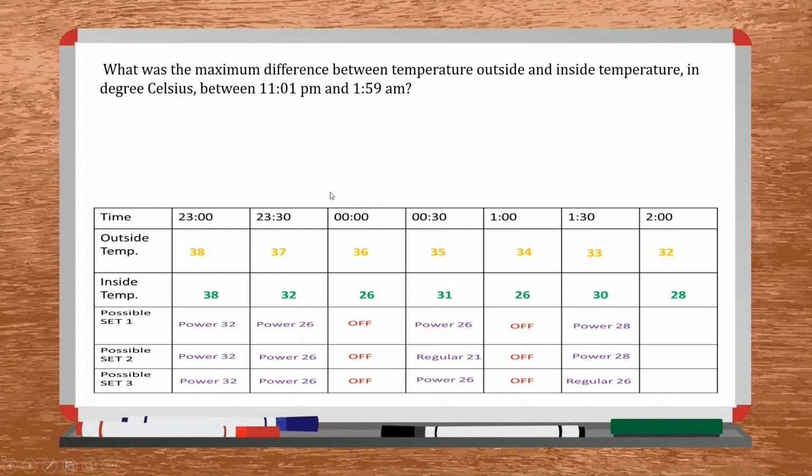Then we have this: what was the maximum difference between temperature outside and inside between 11:01 and 1:59? We know that the difference between outside and inside temperature at 11:30 was 5, at 12 was 10, at 12:30 was 4, at 1 was 8, and at 1:30 was 3. So the maximum temperature difference is 10 degrees at 12 a.m. So the answer is 10 degrees.